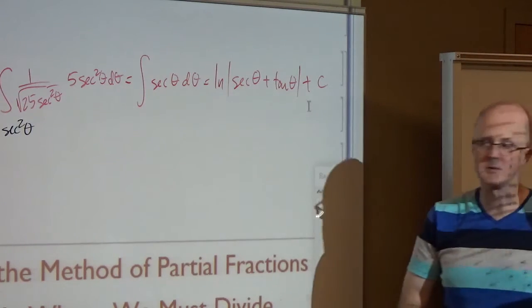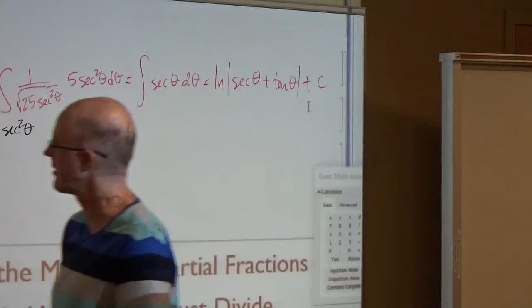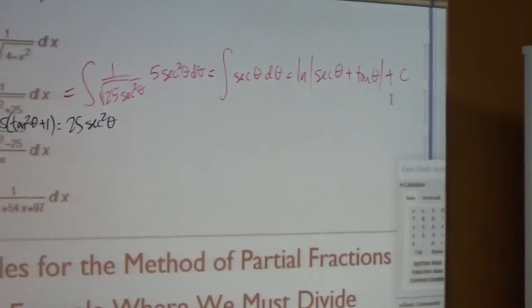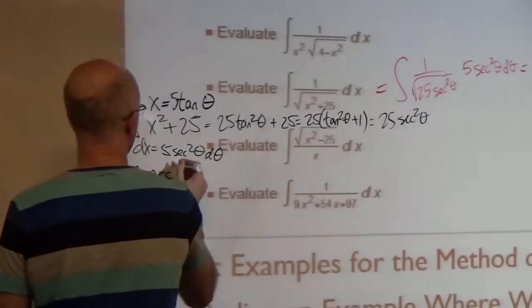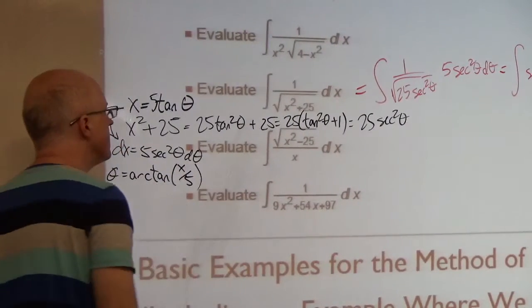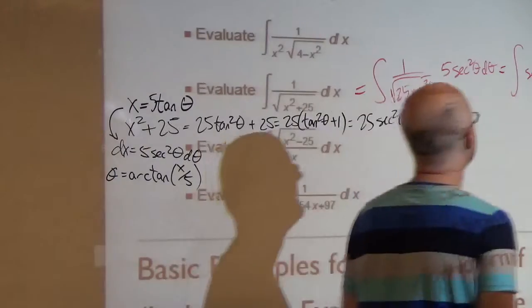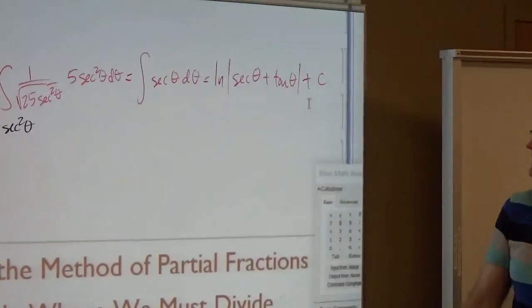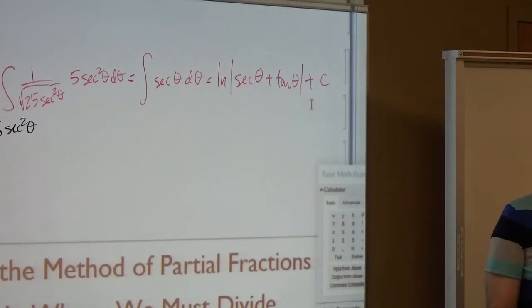Now get this back in terms of x. If x is 5 tangent theta, that means theta is arctangent or inverse tangent of x over 5. The tangent of that angle is x over 5. What's the secant of that angle, if you think of it as an angle?